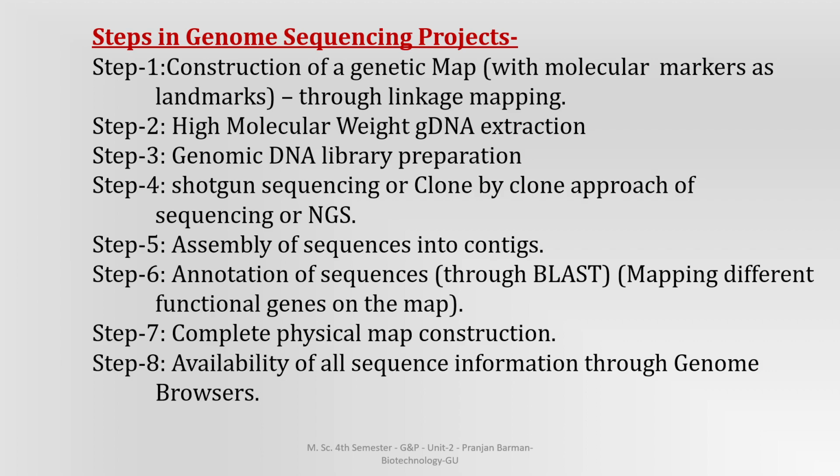Those sequences have to be assembled, which we discussed in my previous class. Next is annotation, meaning which sequence has what function and where it is located in the chromosome, which can be done using bioinformatics methods. One example is BLAST, and there are other tools also. Then complete physical map construction. After assembly, you get a consensus sequence. Then these informations are made available through databases, which are basically called genome browsers.